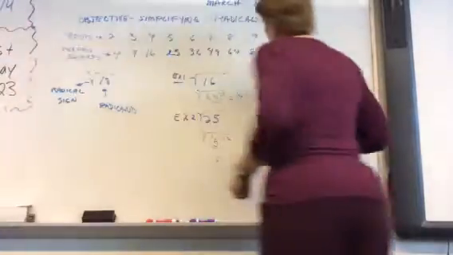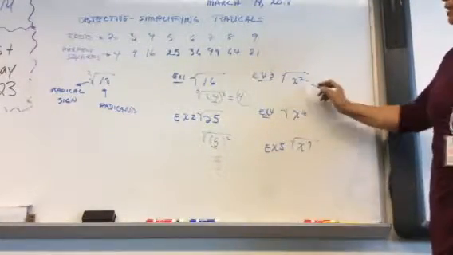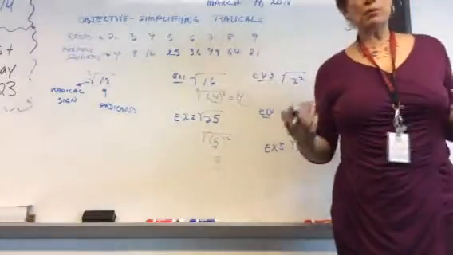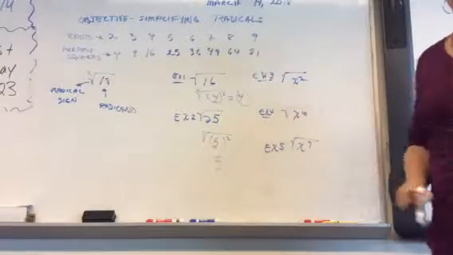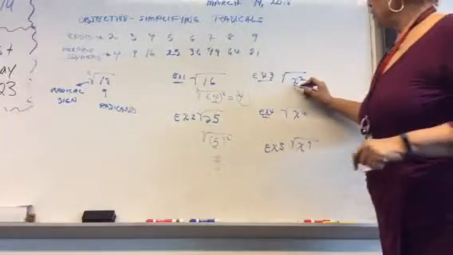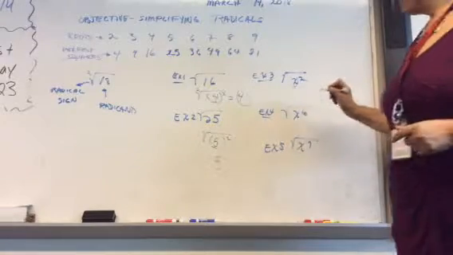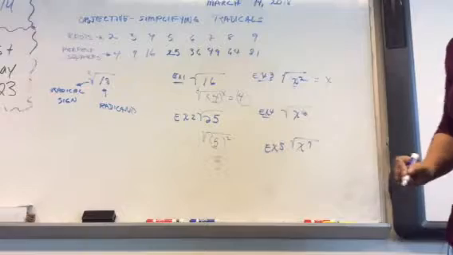Now, we can also have variables that are perfect squares. Anytime you have a variable that has an even exponent, it's going to be a perfect square. What I'm going to do is put that x in parentheses. As you see, the x is now in parentheses and the 2 is on the outside. So therefore, our answer is going to be x.